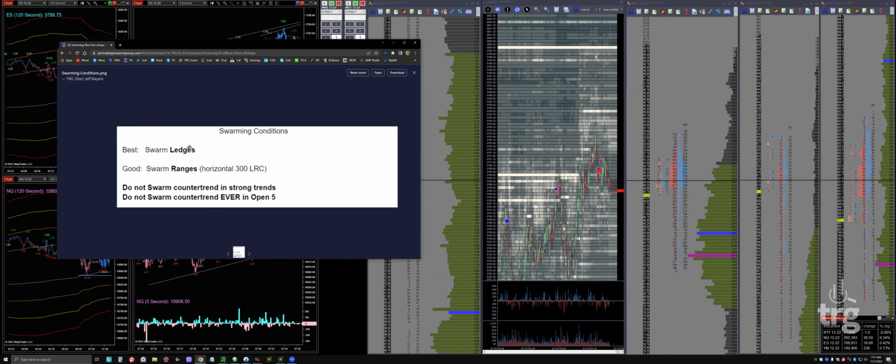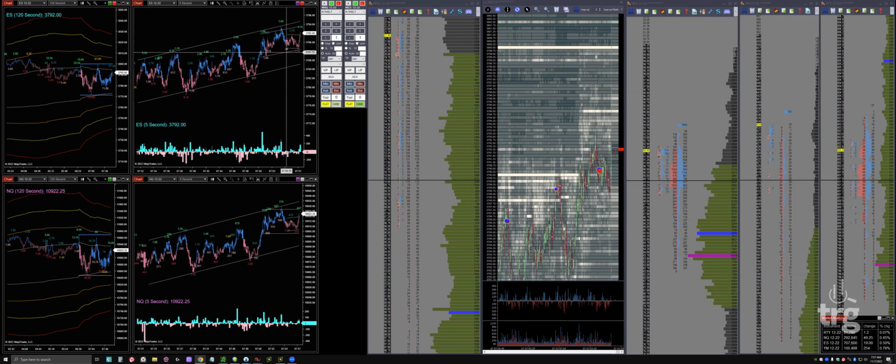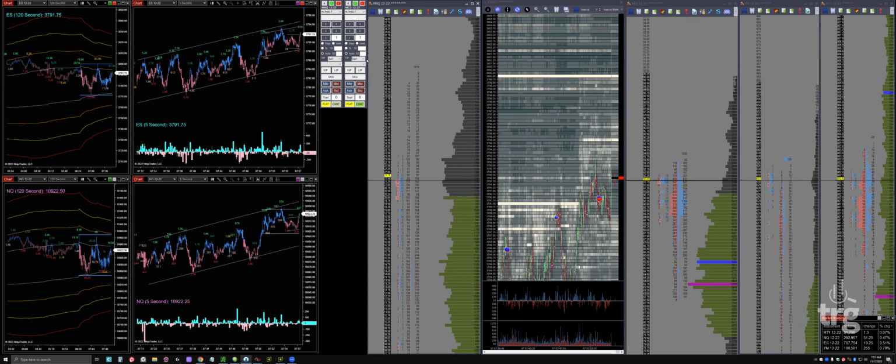If you swarm ledges, that's the holy grail. That works the best. It's the fastest. And then ranges, use the horizontal 300 LRC. That's why I brought this up. A minute ago, it was horizontal. Now we're starting to slightly slope up. And that just kind of warns you to not fade the highs so aggressively. Let it get higher before you do that.